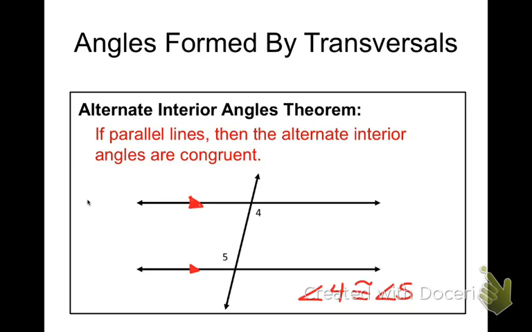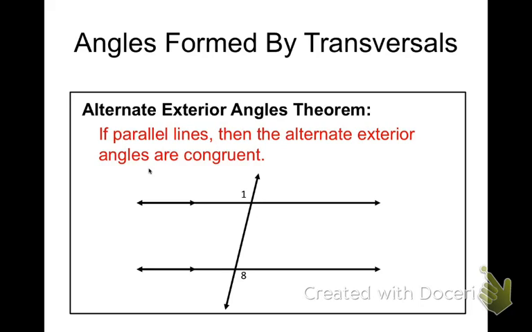What's true about alternate exterior angles? What do we say? They're also going to be congruent. Good. So if parallel lines, then alternate exterior angles, alternate exterior angles are congruent.